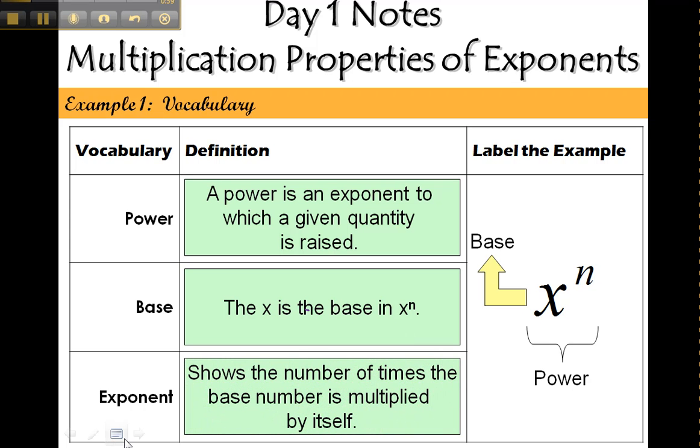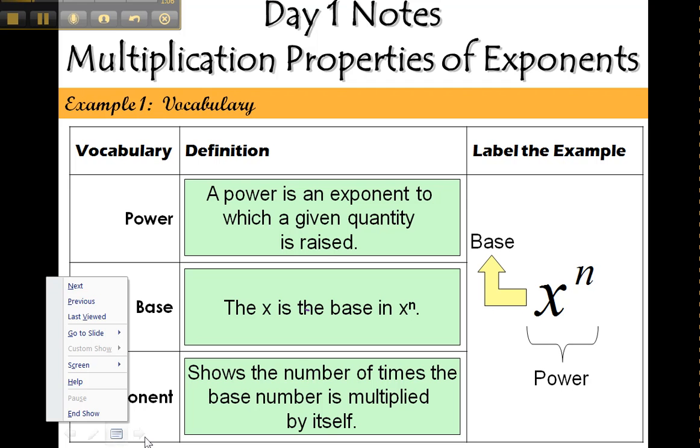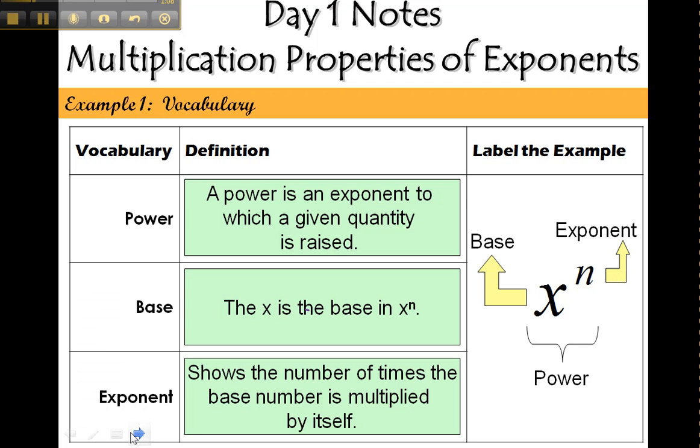And then the exponent shows the number of times the base number is multiplied by itself. And the n is the exponent there. And I'll leave that on for a little bit so you can get those copied in your notes. Go ahead and pause the video if you need more time, otherwise continue on.